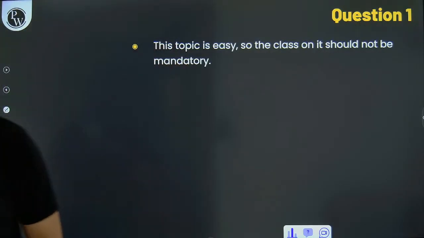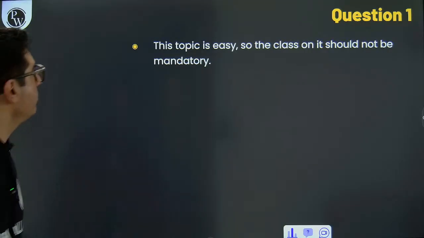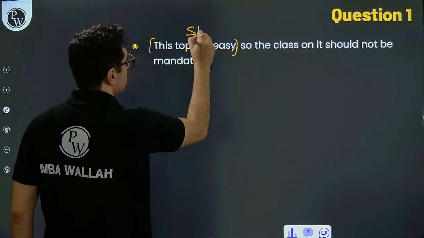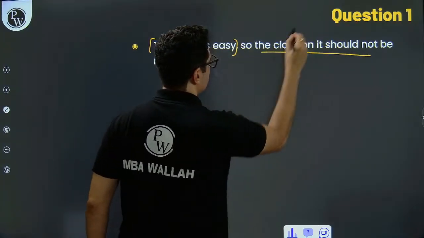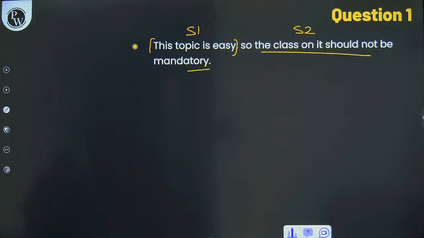Go ahead, share it with me in the chat. I'll make it easy for you by labeling these. So this is your statement 1 and this is your statement 2. So which one is the conclusion? Which one is the premise? Correlation causation is a different thing, yaar.